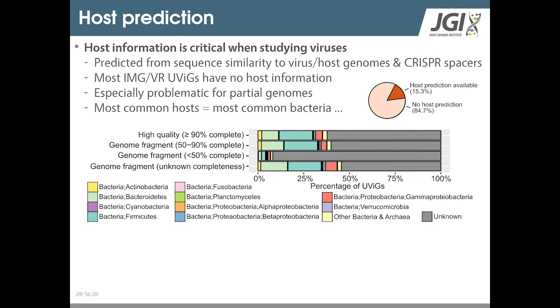In terms of what are the hosts we find in IMG/VR v3, again, we are looking at broadly any and every phage. And so when you look at predicted host, it's basically your usual suspects, the most common bacteria you can find: Proteobacteria, Bacteroidetes, Actinobacteria, Cyanobacteria. Nothing completely crazy here.